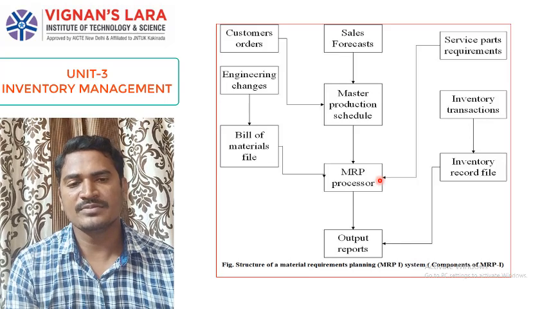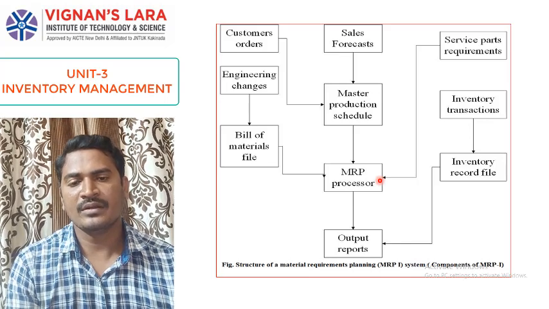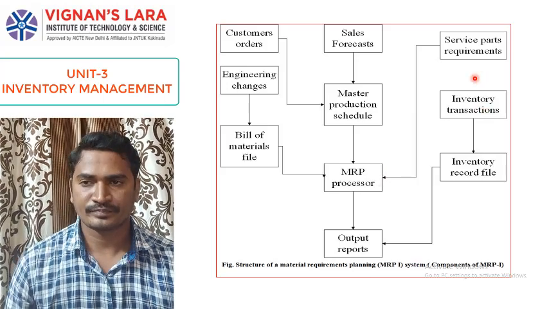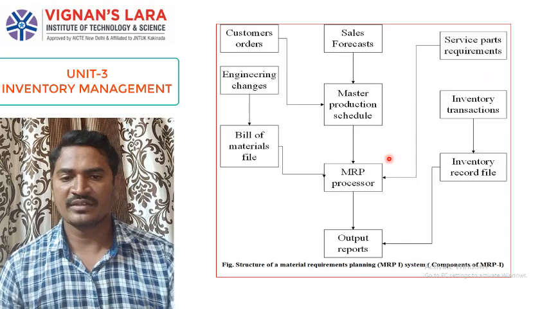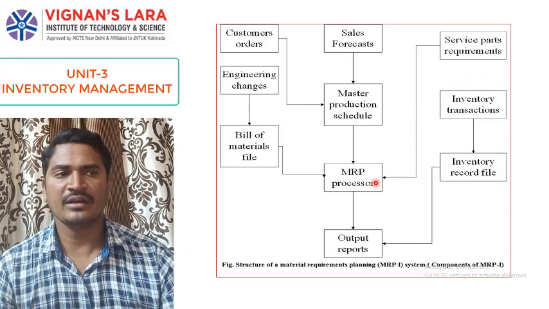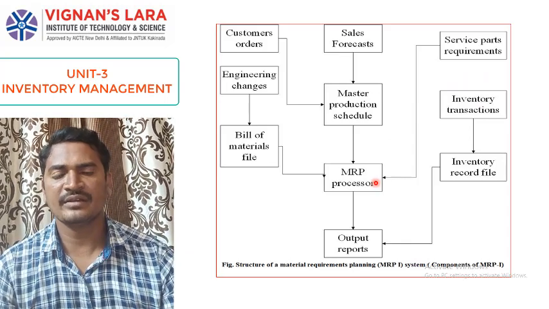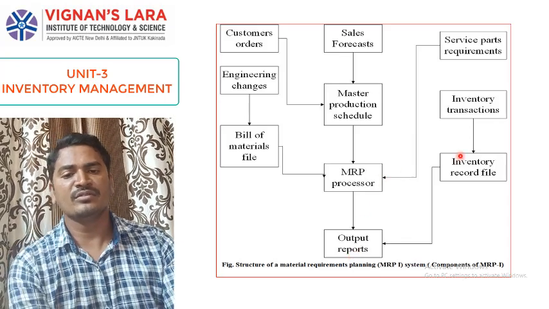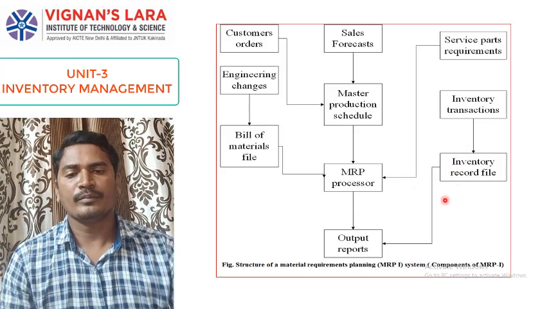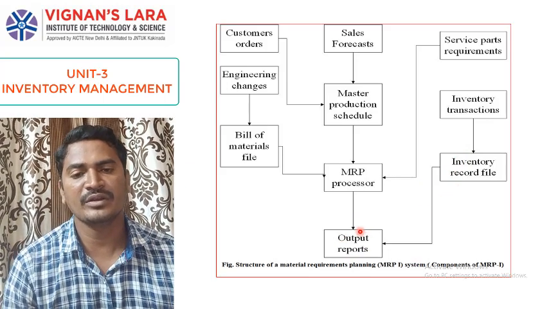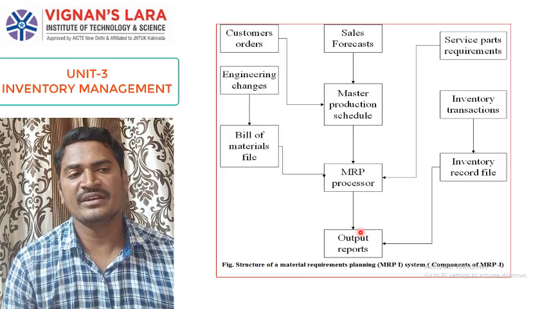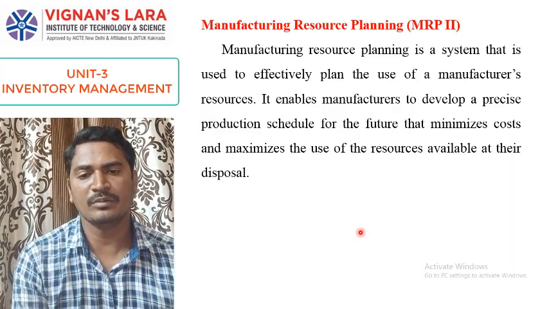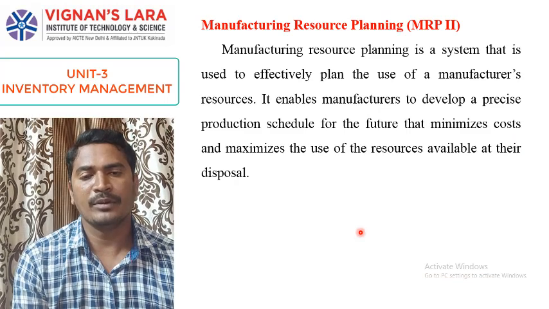Sometimes we take the service part requirements. For example, after a few days the items or products may come for service. At that time we take the service requirement parts, procure those service parts, and assemble those items into the product. Next, sometimes we get inventory transactions and inventory record files. Then we get the output reports. This is about material requirement planning.